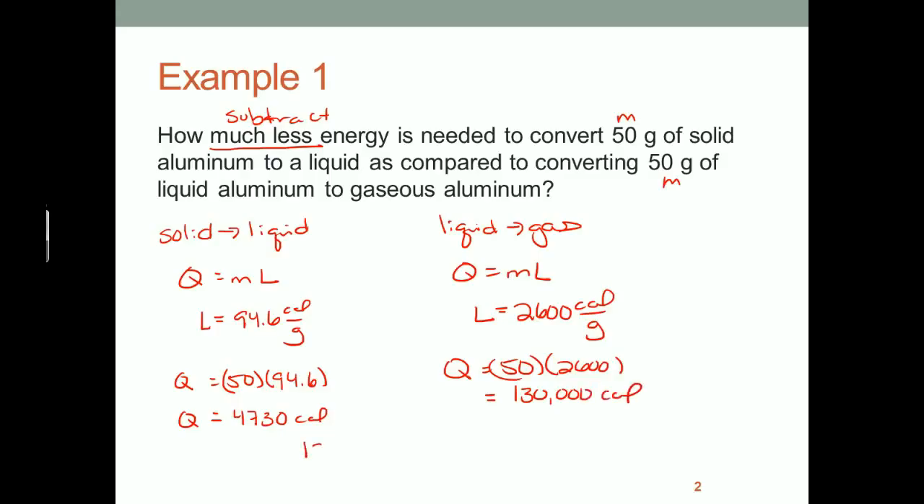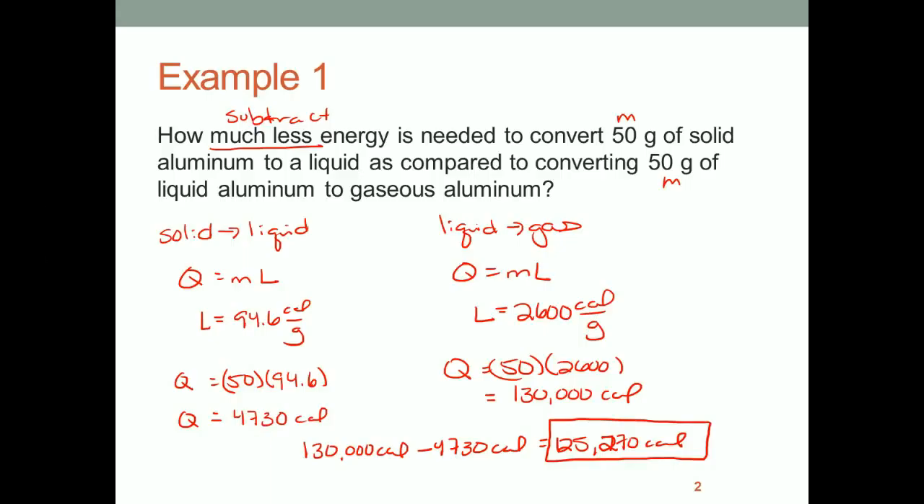So how much less is needed? We take 130,000 calories, subtract off 4,730 calories, and that is 270 calories, which might be surprising to you. It takes a lot more energy to go from a liquid to a gas than to go from a solid to a liquid. This is, as far as I know, universally the case.